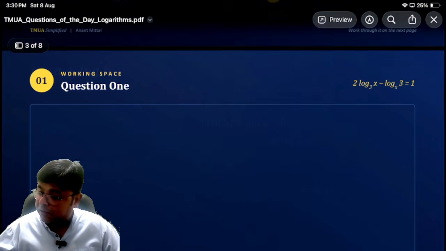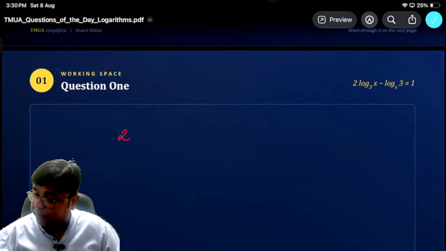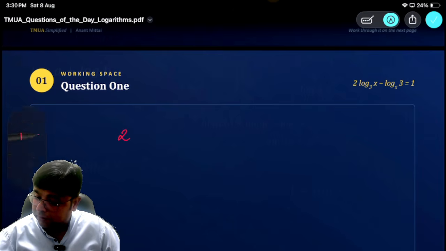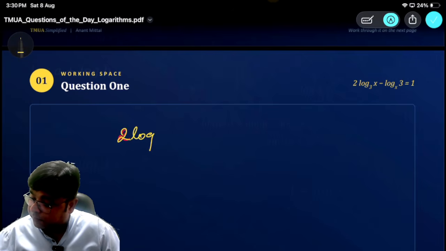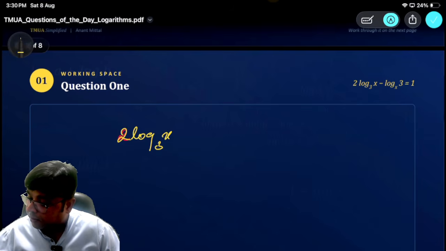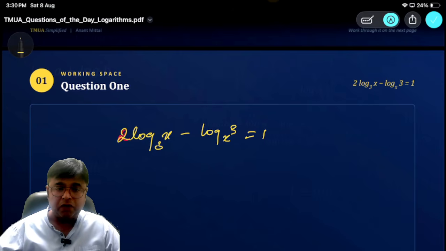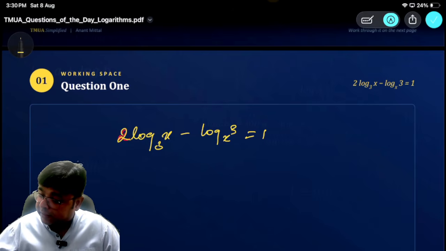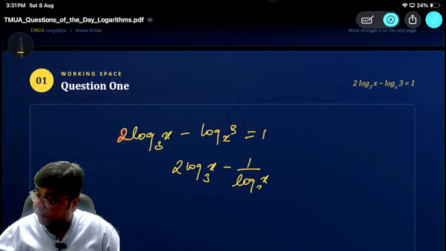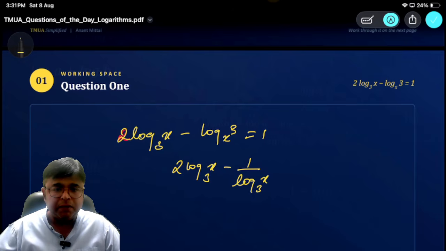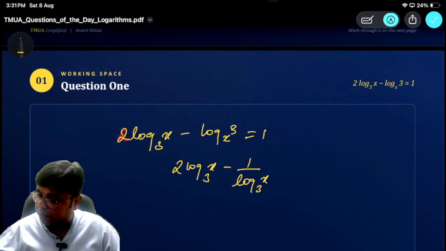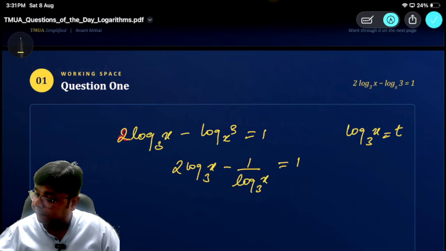Let's understand. I have 2 log x base 3 minus log 3 base x. If I apply the property of log, I can rewrite this as 2 log x base 3 minus 1 upon log x base 3. When we reciprocate a log value, the number and the base interchange. This equals 1. Now let's put log x base 3 as, say, t.